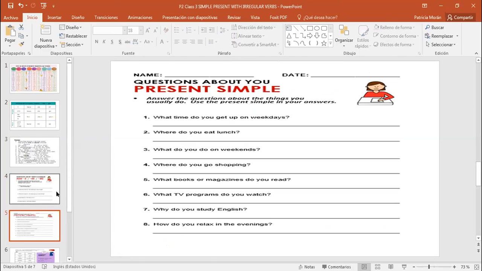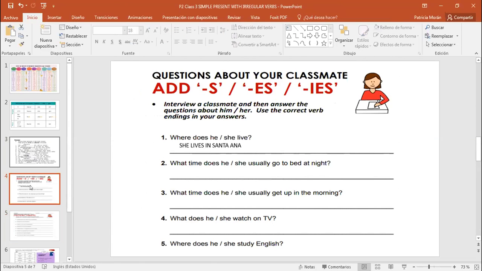Okay, so I'm going to send you this. Okay, vamos a enviarles este. Esa es la primera parte del ejercicio. Okay, I will explain the next one. Okay, the first part is to complete the answers by adding S, ES or IES, according to the verb we are using, right?